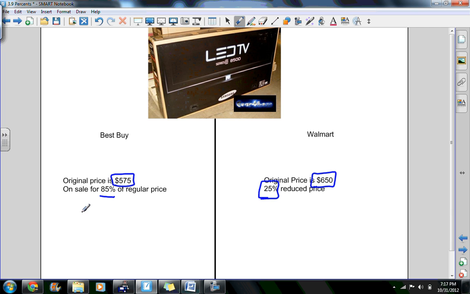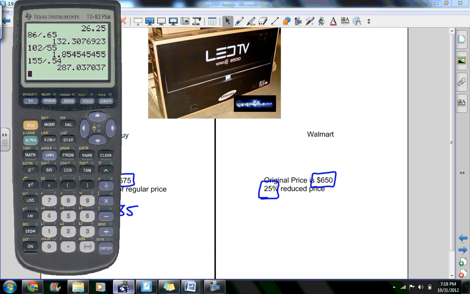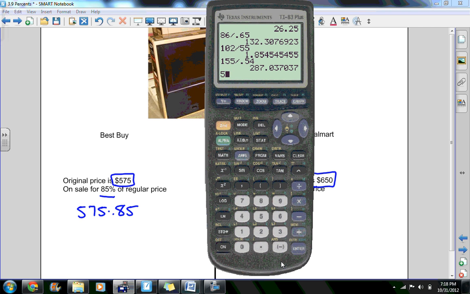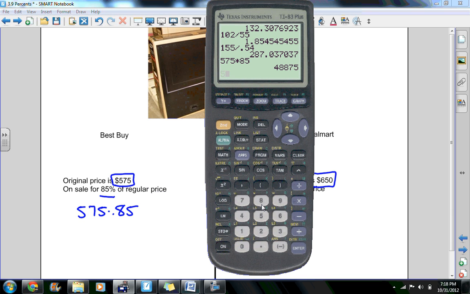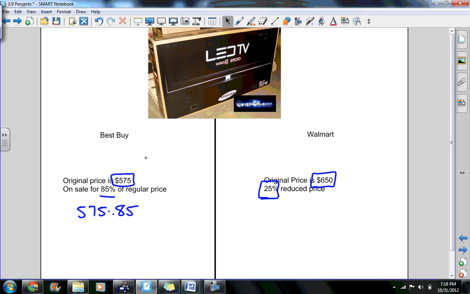All right, to show you how I did it. For this one over here, we have 575, and I took it times 0.85 because that's 85%. And that means 575 times 0.85 is $488.75.